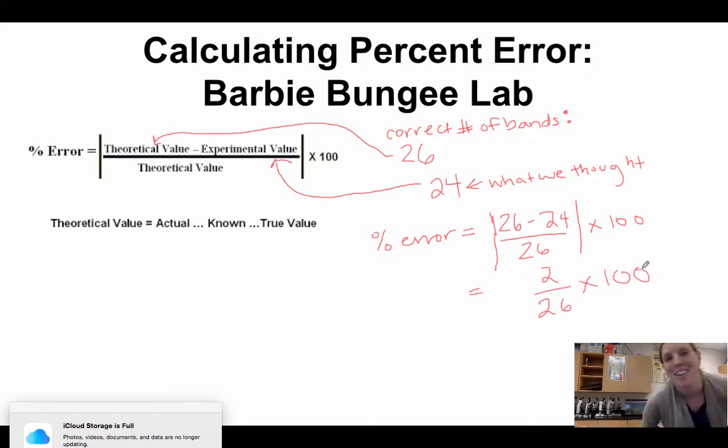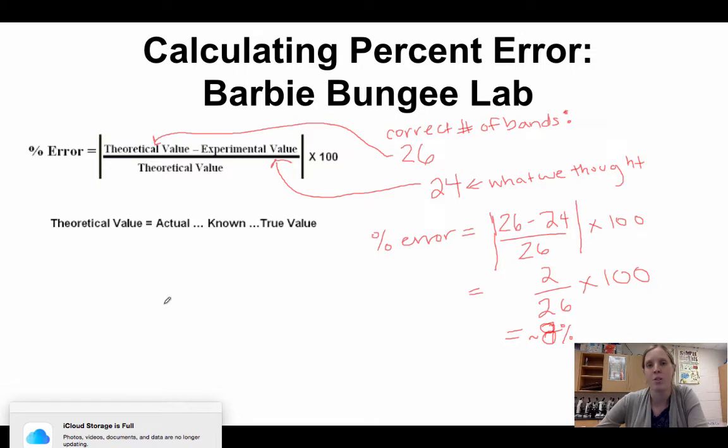Let me just grab my calculator. And I would get a percent error of approximately 7.6 something percent. So actually, let's round it to about 8%. Since this number 2 only has one sig fig and I'm doing division, I'll make my answer only have one significant figure too. So that would be my percent error.